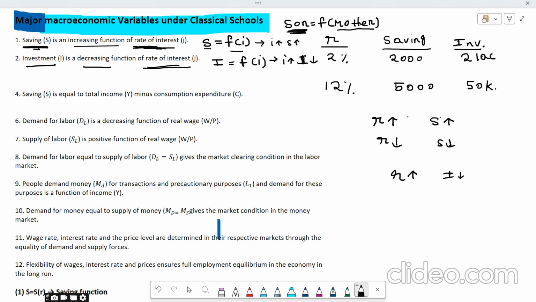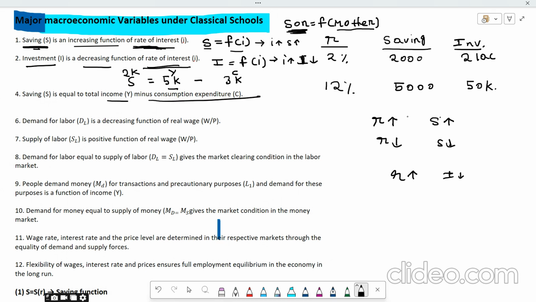Saving is equal to total income minus consumption. We all know this, right? Suppose my income is 5k and my consumption is 3k. The remaining 2k is saved. So how is the saving of 2k determined? It is determined by 5k minus 3k, that is income minus consumption, which is written here.